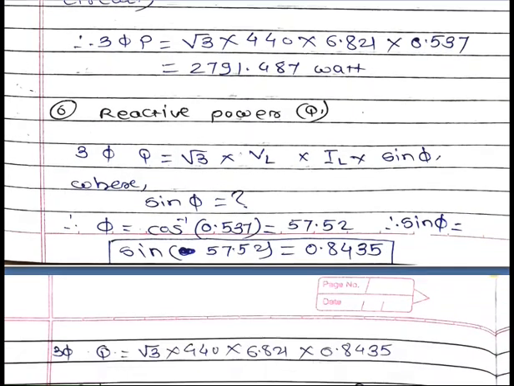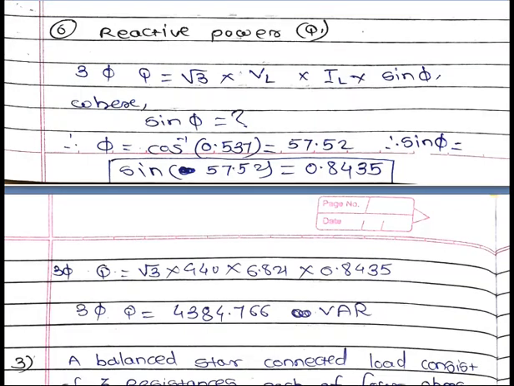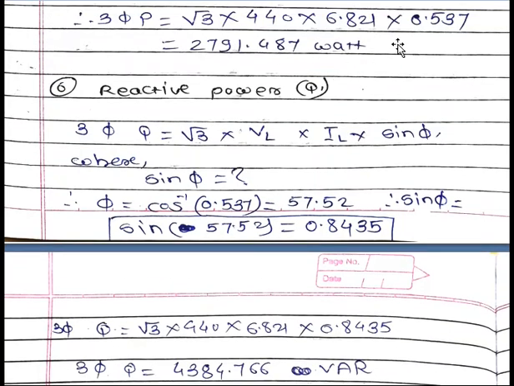Now we calculate the reactive power. Reactive power is equal to root 3, VL is equal to 440, IL is equal to 6.821 and sin phi is equal to 0.8435. The value of reactive power is equal to 4384.766 VAR, reactive volt ampere. The value of reactive power is measured in reactive volt ampere, 3-phase reactive volt ampere, and the value of active power is measured in watt. Now the example is completed.